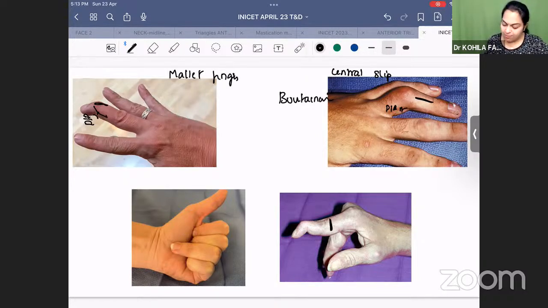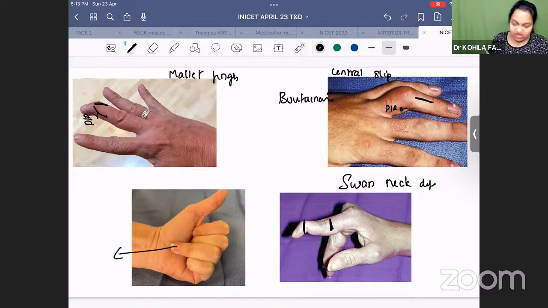Here there is hyperextension of the proximal interphalangeal joint and hyperflexion of the distal interphalangeal joint, an imbalance of the extensor expansion mechanism. This is called swan neck deformity. And this one is nothing but one additional piece of information. Injury to the flexor digitorum profundus tendon of the ring finger, which is innervated by the median nerve, is called jersey finger.